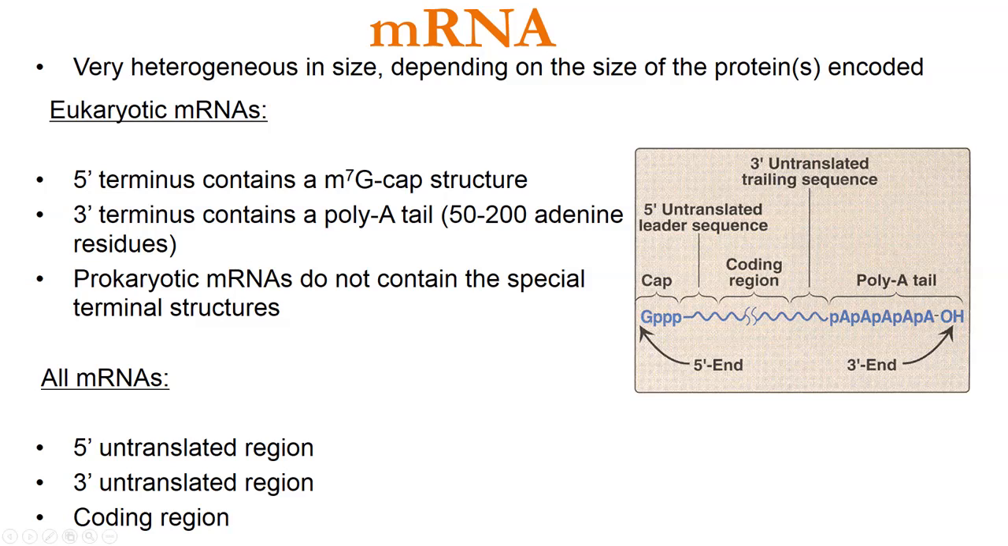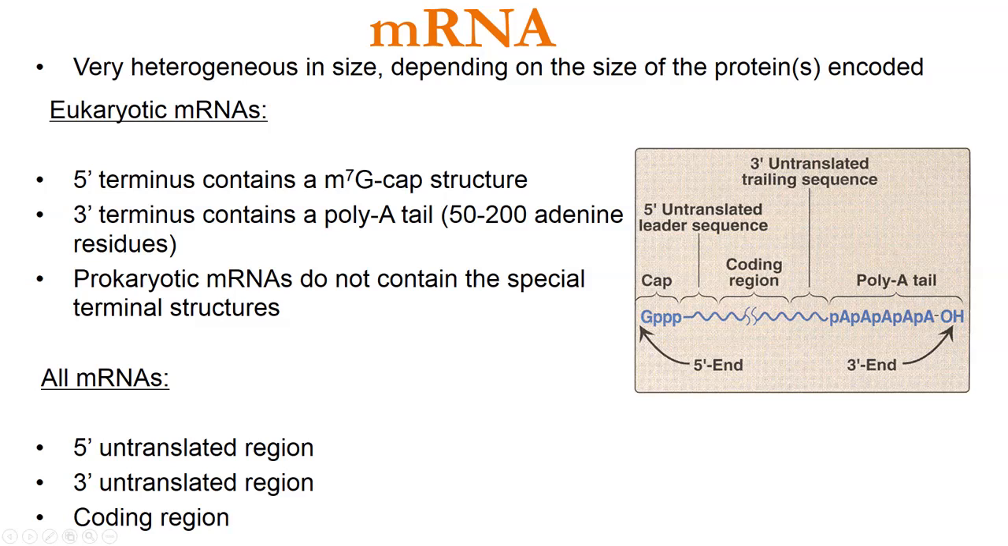However, eukaryotic messenger RNAs have some additional special structures that prokaryotic messenger RNAs do not have. At the 5' terminus of most eukaryotic messenger RNAs, we're going to have a methyl 7 guanine cap, or we just call it the cap structure. It's going to be important for translation, as I'm going to show you. So it plays an important role in translation. It also plays an important role in stabilizing the RNA.